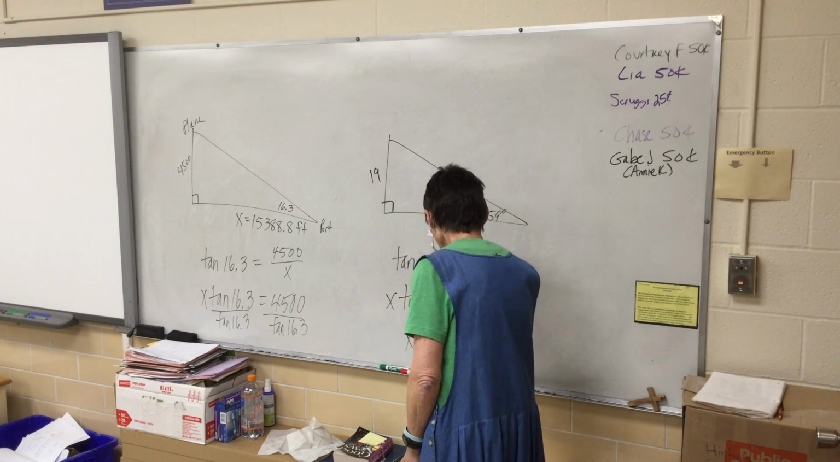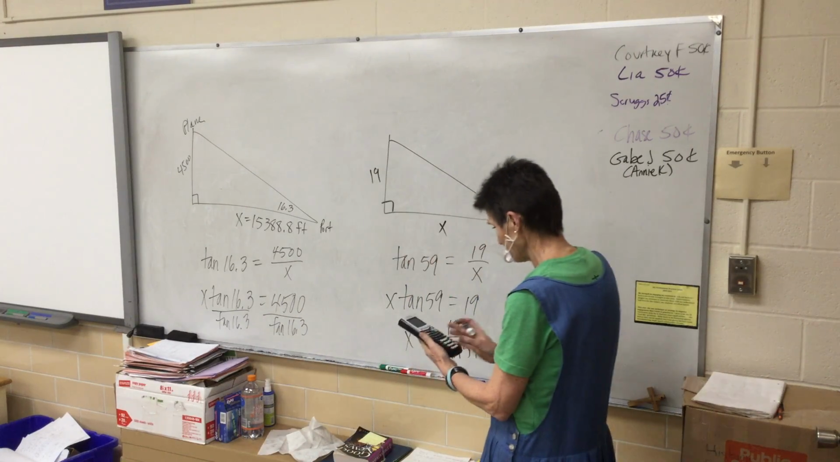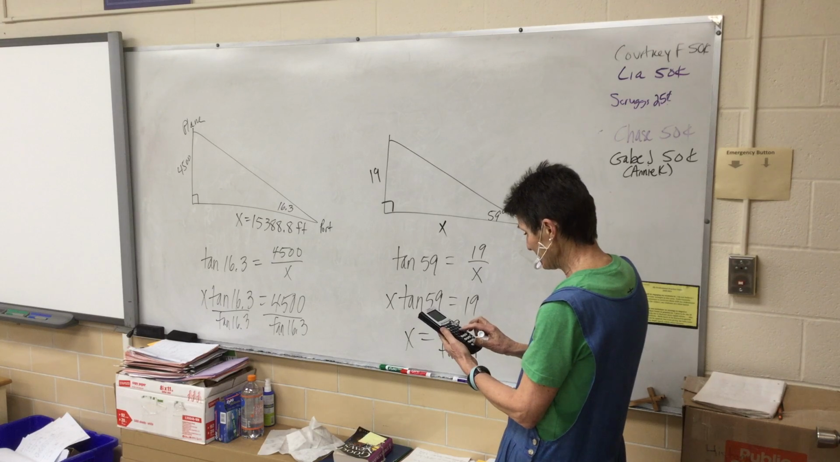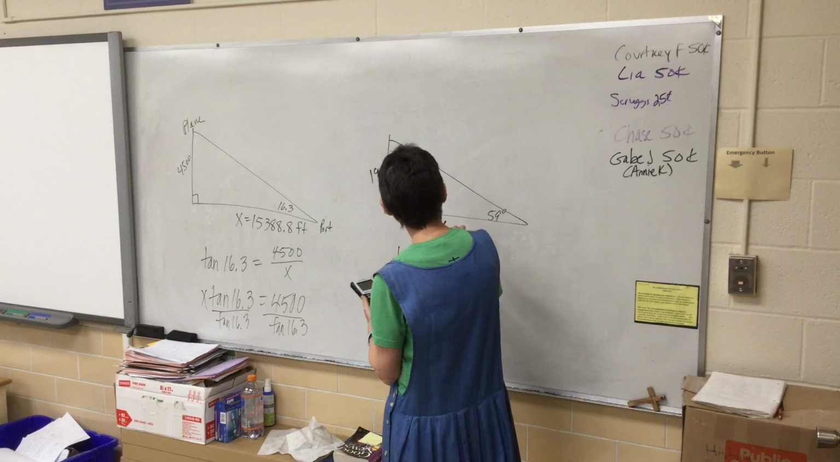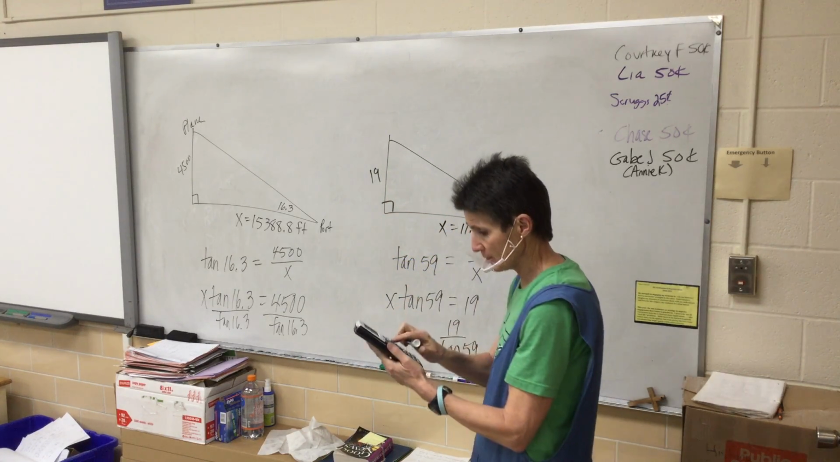So those two problems were exactly the same. Hang on, we're going to do the last one. Let's type this in and get that last one done. 19 divided by tangent 59, 11.42 feet. Don't forget to put units in your word problems.